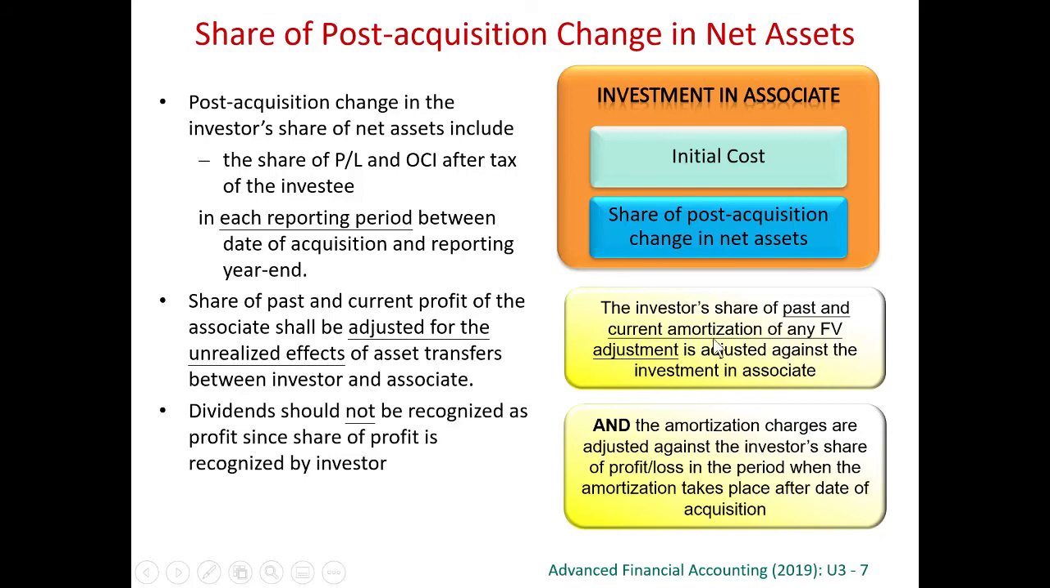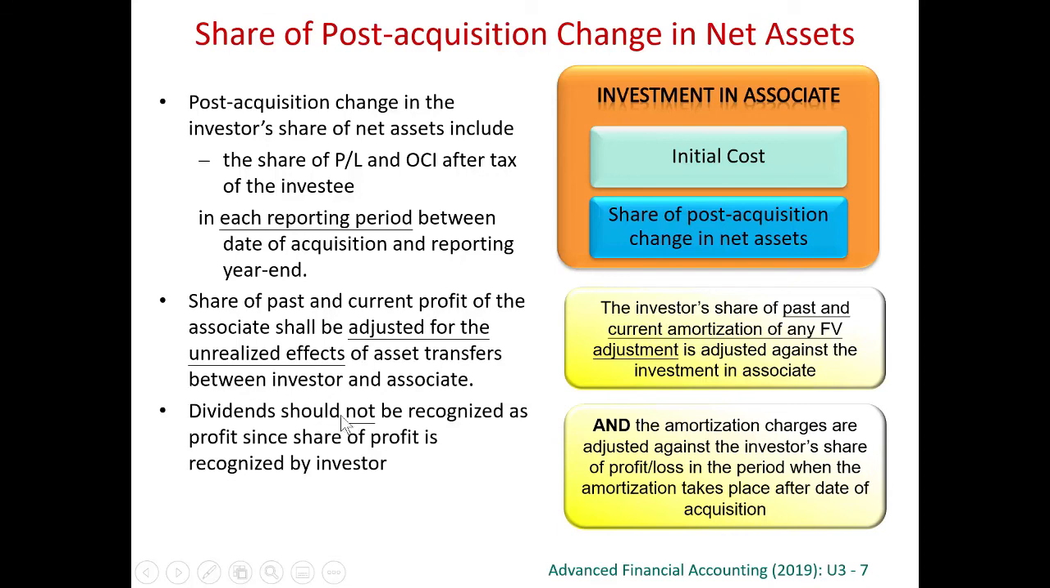Because there may be a fair value adjustment, higher fair value will attract higher depreciation. Therefore, we may have to adjust for any further additional amortization and depreciation because of the fair value adjustments. And also there may be intercompany transactions, and therefore we may have to adjust for any unrealized profit arising from the intercompany transaction between the parent and the associate, or between the subsidiary and the associate, or even between one associate and another associate.